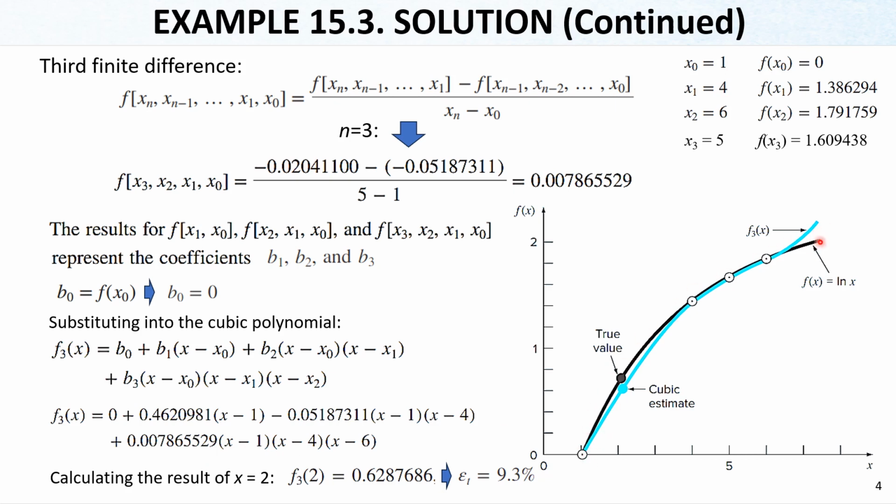It's much closer to the actual polynomial as you can see. And we have a cubic estimate. So when we put 2 into the x values, we will get 0.6278686. And the true error here is reduced dramatically, as you can see, to 9.3% compared to the second order and first order errors. This is much better because in the second order it's about 18 and in the first order it is about 40, 30 and 48, if you remember.